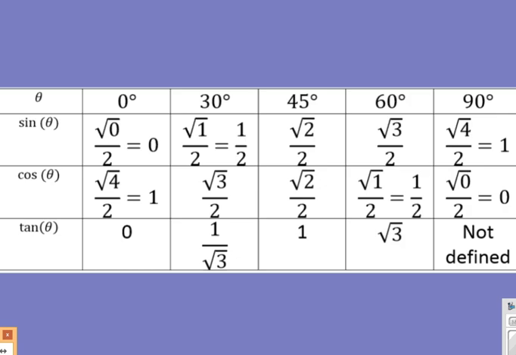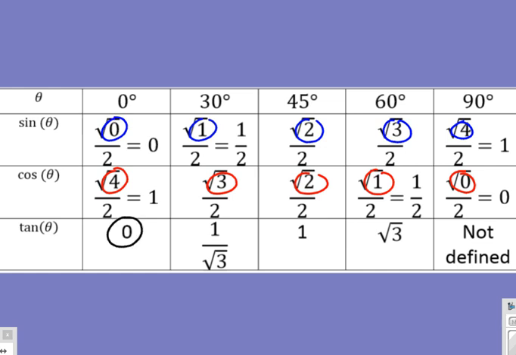And here's a nice easy table which has a pattern to help you remember those ratios if you need to. It's obvious to see 0, 1, 2, 3, 4 is a nice easy pattern, and then you have it reversed here. The ones that aren't so easy to remember are tan, but once you know sine and cosine, you just make the ratio: 0 over 1, 0. 1/2 over √3/2 is 1 over √3. √2/2 divided by √2/2 is 1, and so on.